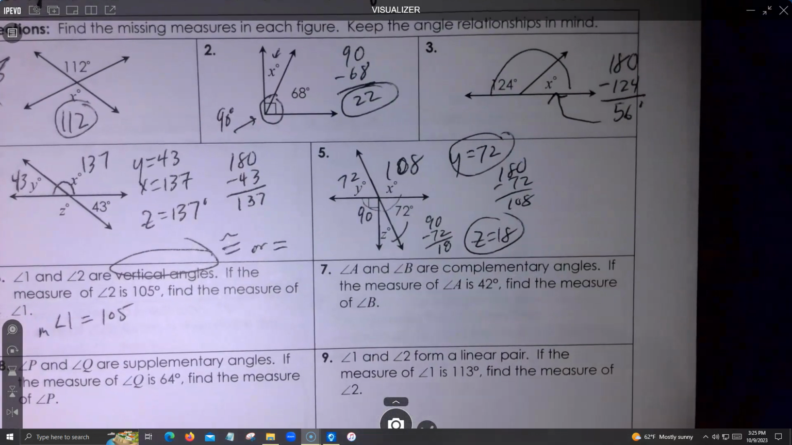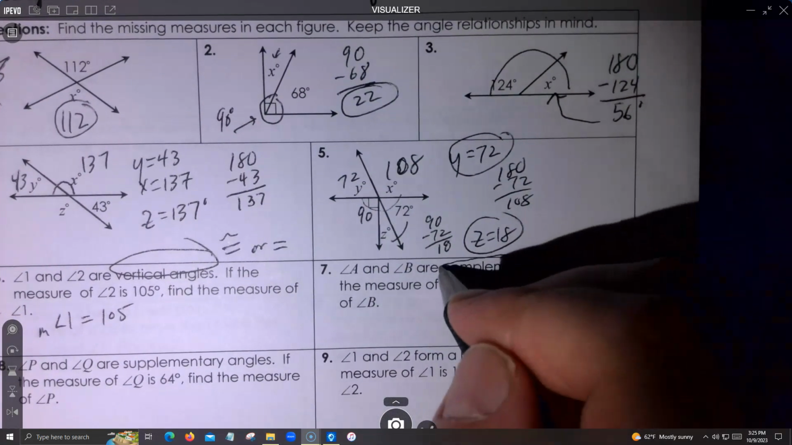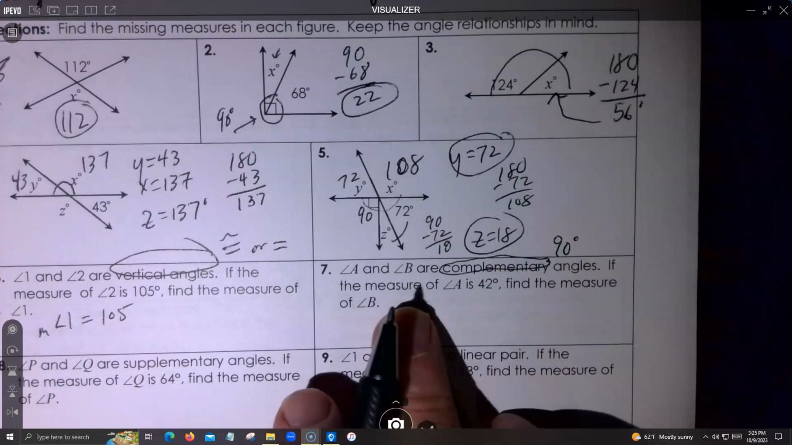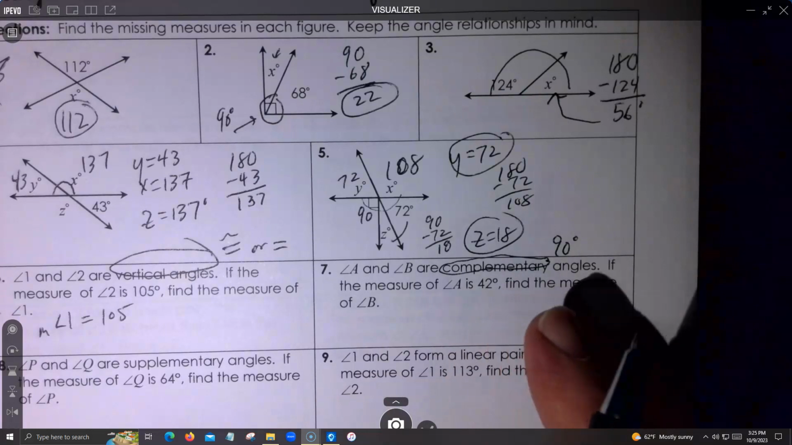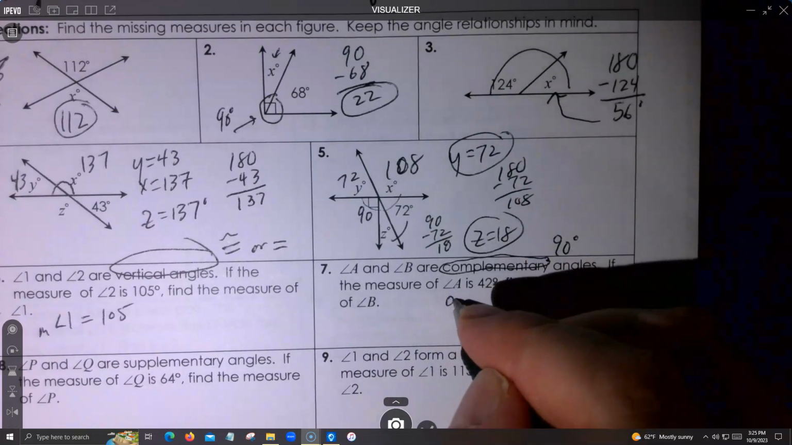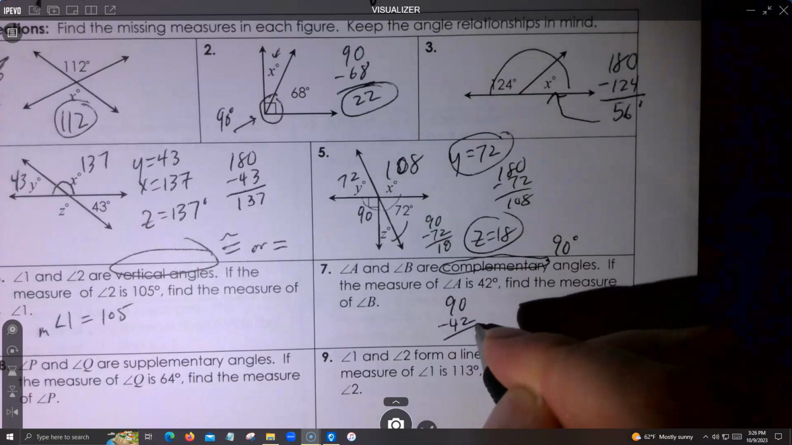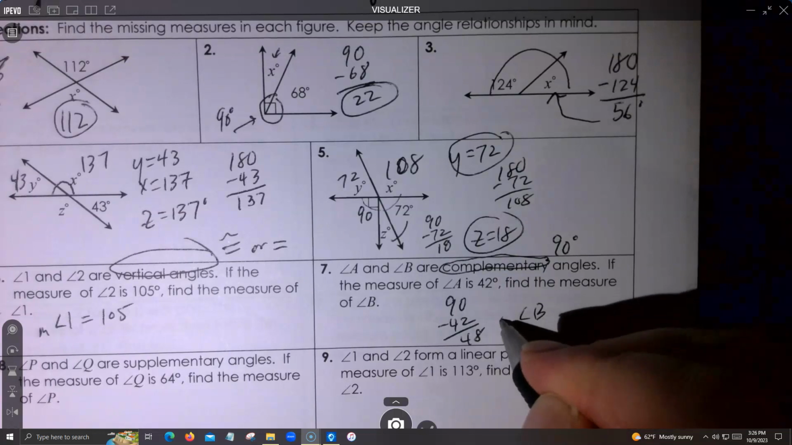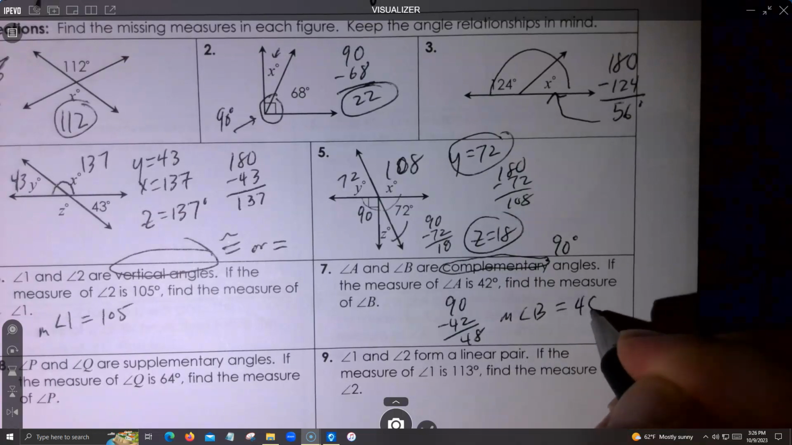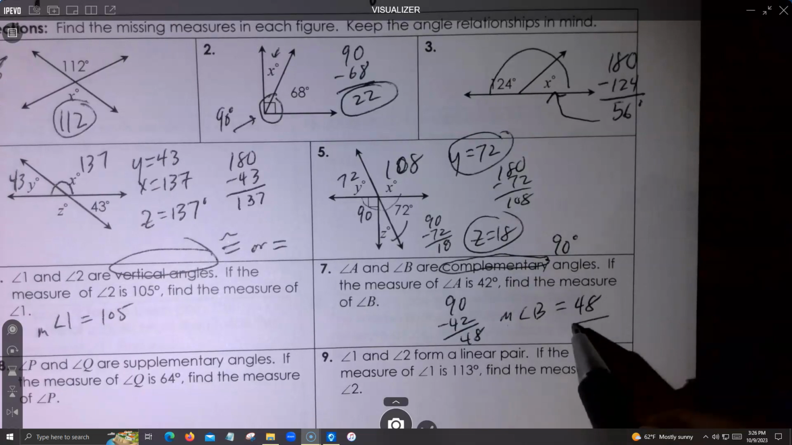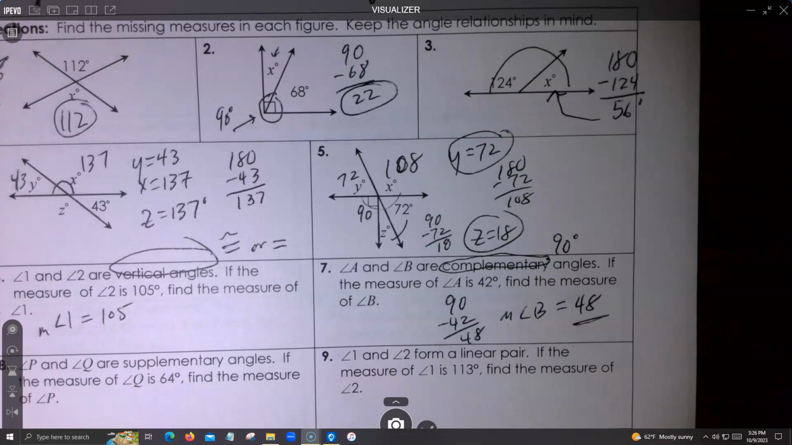Okay, number 7. A and B are complementary. Okay, so complementary means they add up to be 90. If the measure of angle A is 42, the measure of angle B has to be the rest of it. So 90 minus 42 is 48. So angle B equals 48. Again, I put a little m here because that means the measure of, so I can write the math.